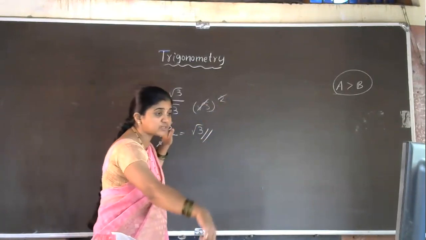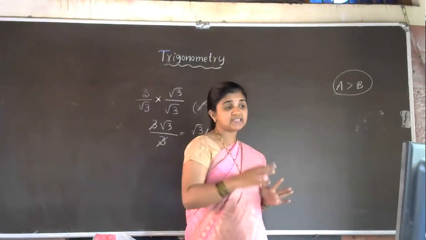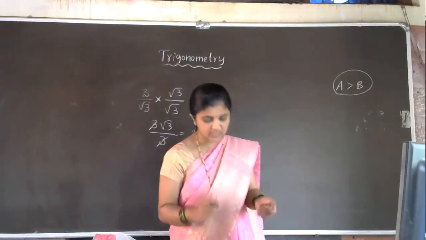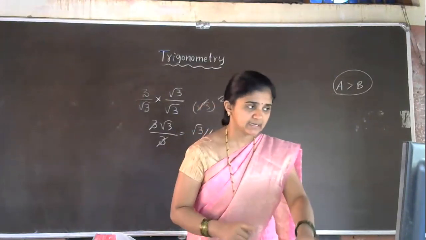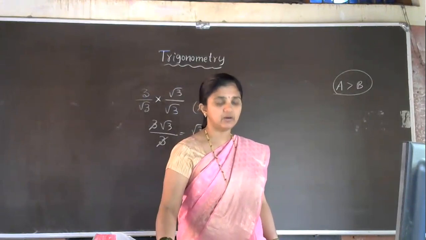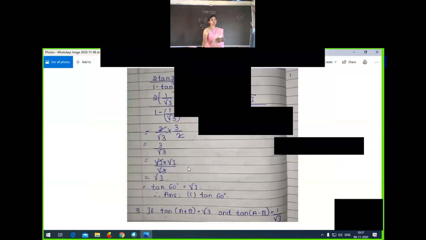In the fourth option, root 3 suits tan 60 degree. So the tan 60 degree answer is root 3. That's why we have to choose option C. Is that clear, students? Option C is the right answer. Now, this is the end of the second main question, the multiple choice question.